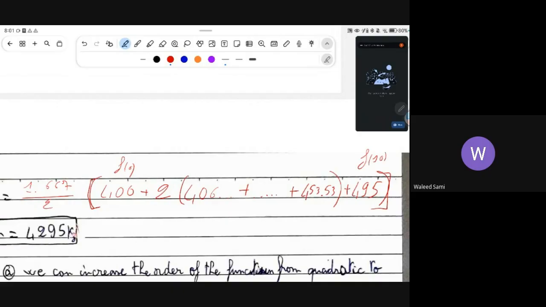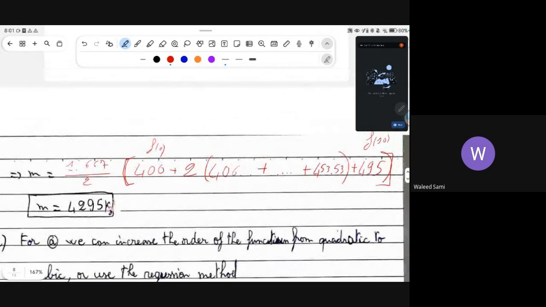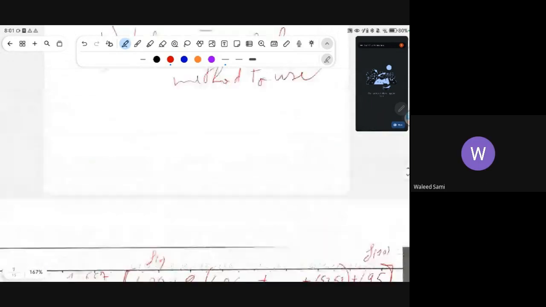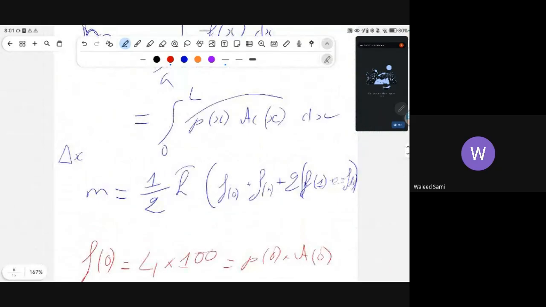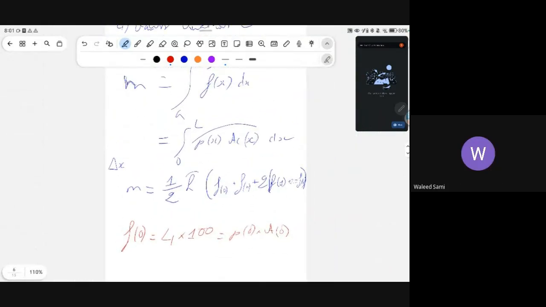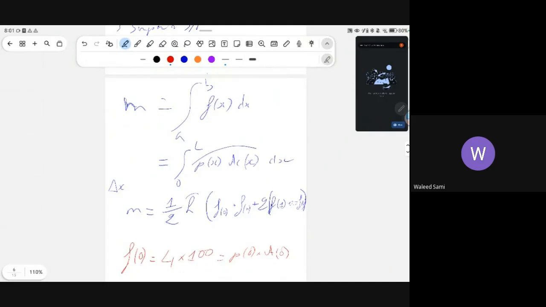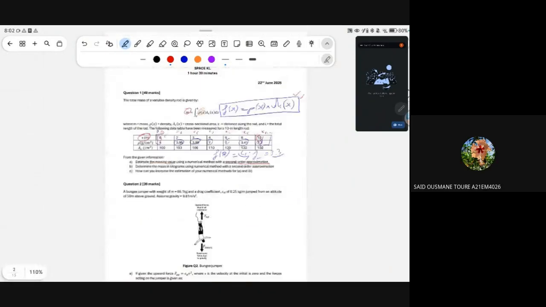I have a question. From where can I get the values of 400, 406, 453? Because the equation we determined in part A is for the P, it's not for the mass.